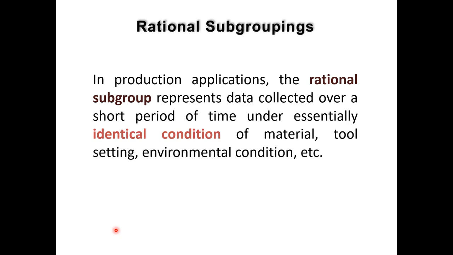So in production applications, the rational subgroup represents data collected over a short period of time under essentially identical conditions of material, tool, setting, environment, conditions, etc. So it means that if you were to select a sample at a point of time, say for example at time 1 you select 5 observations as your sample at time 1.